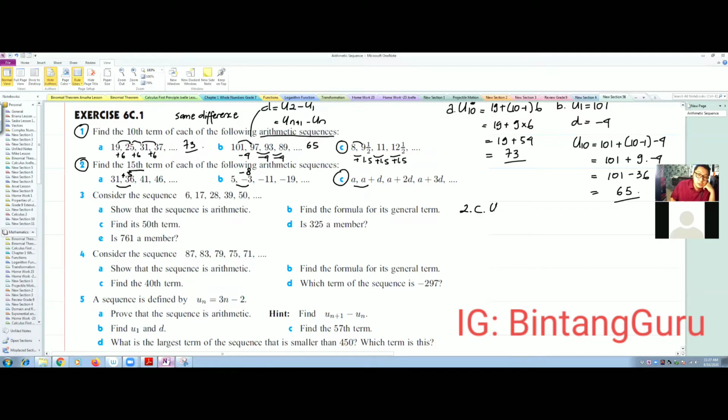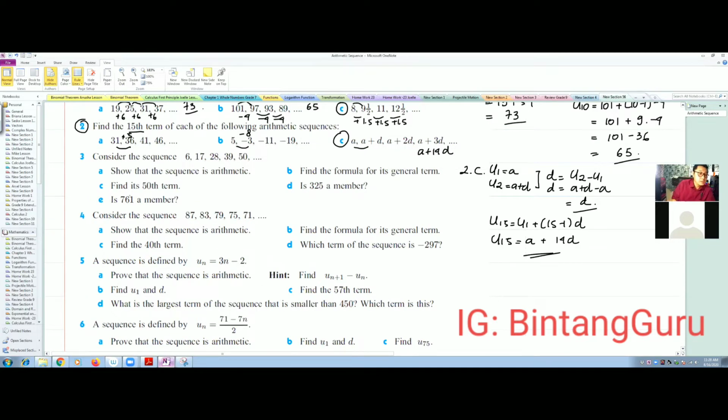So U1 equals A, U2 equals A plus D. The difference is U2 minus U1, so A plus D minus A, so the difference will be D. Then we apply U15. U15 is U1 plus 15 minus 1 times D, so U15 equals A plus 14D.